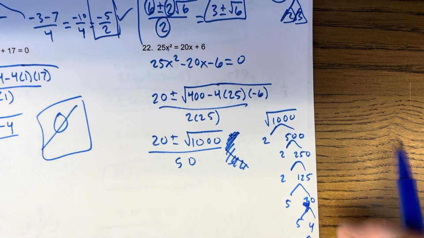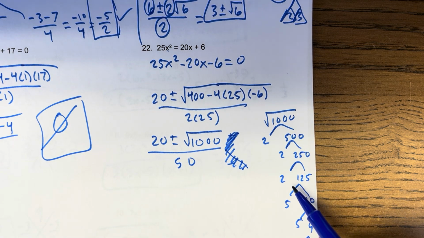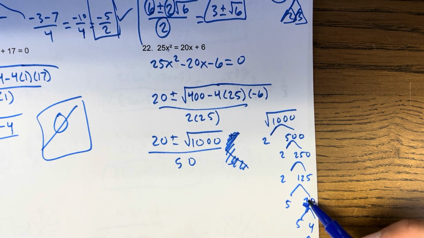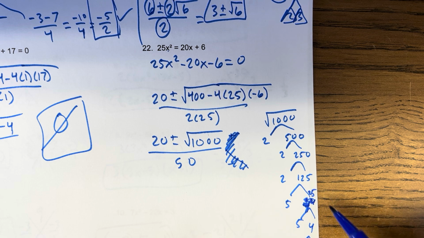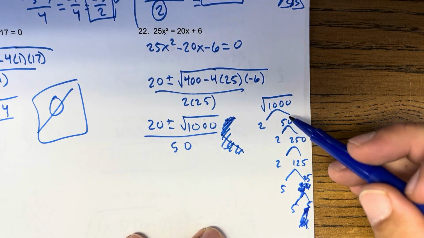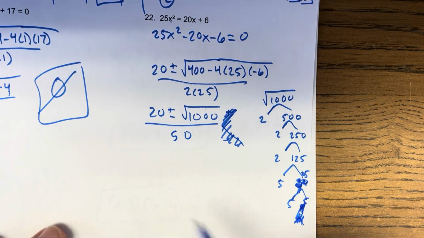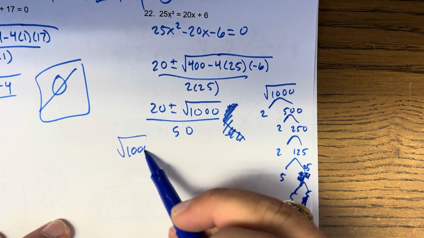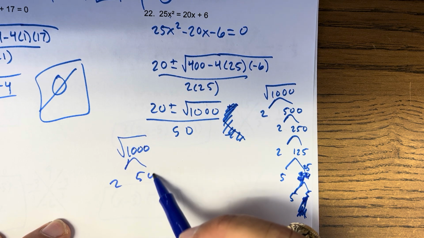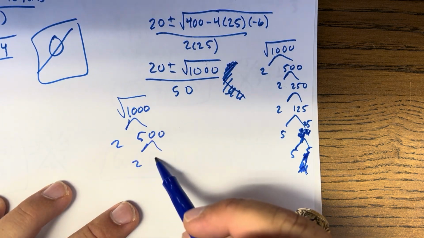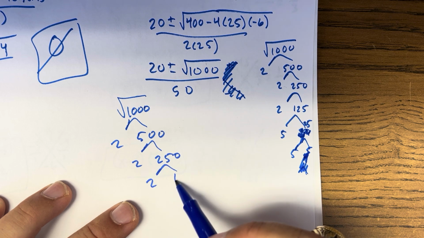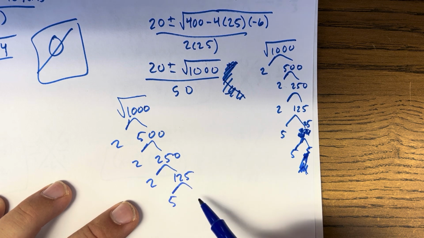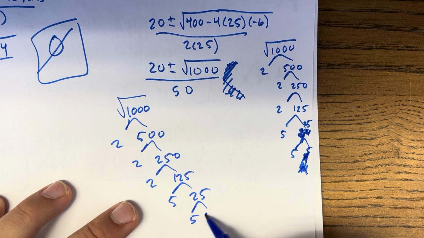Make sure I'm doing that right. 2 and 500, 2 and 250, 2 and 125, 5 and 25, which would be 5 and 5. I knew something didn't look right. All right. Sorry, that's an error right there. I'll rewrite it a little bit neater over here. So 1,000 went down to 2 and 500, which went down to 2 and 250, which went down to 2 and 125, which went down to 5 and 25, which went down to 5 and 5.